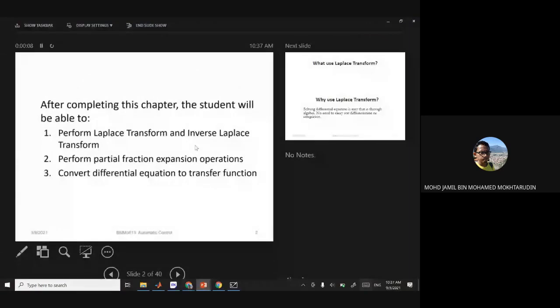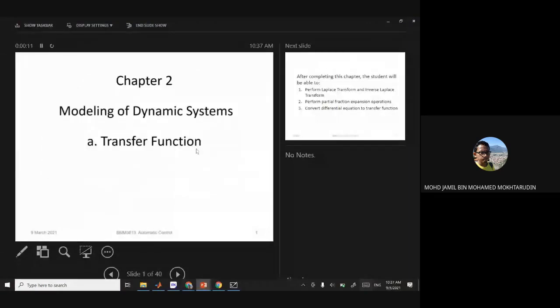All right, so we have finished our chapter 1. Chapter 1 is basically about the introduction to control system. Starting from chapter 2 onwards, we are going to learn about how to model the dynamics of systems, and we also will learn about how to determine the stability of a system. Before we go into learning about stability, we are going to learn about how to model the dynamic of system.